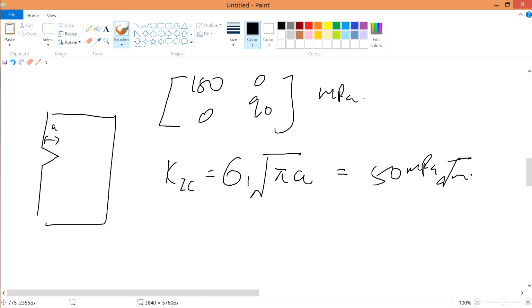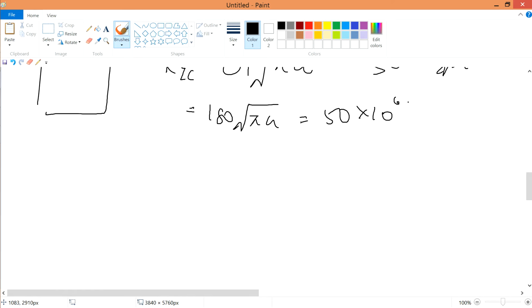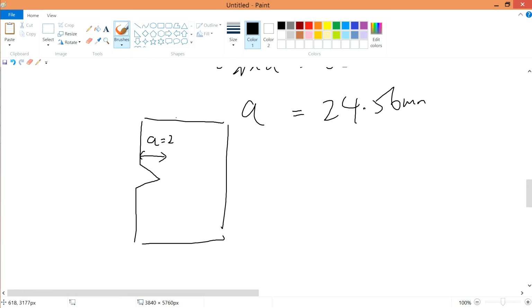Since we know the largest stress is 180, because it's pulling as a tensile stress, we have 180 times square root of pi a equals 50 times 10 to the power 6. Then I'll just rearrange, and I'll have a equals 24.56 millimeter, and this is our crack length. Any crack larger than this, you're going to rip this piece apart.